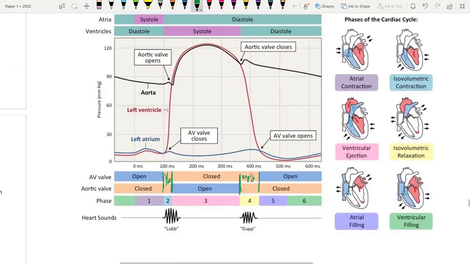So I'm going to correlate these phases with the picture over here. So look at this purple section over here, the purple section. This one.